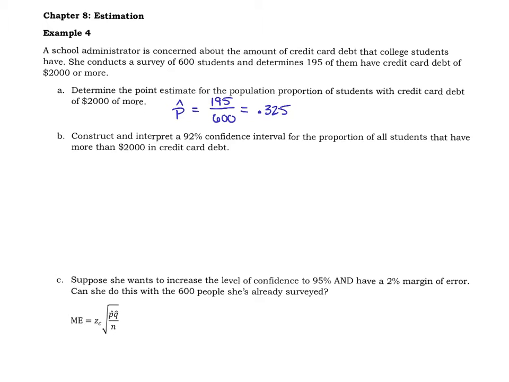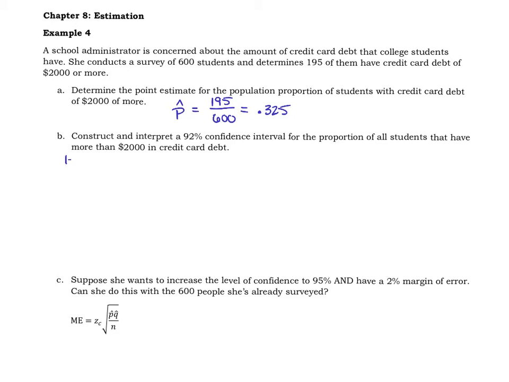Then construct and interpret a 92% confidence interval for the proportion of all students that have more than $2,000 in credit card debt. So again, she's looking at all college students, but she's only sampling 600 students. There's way more than 600 college students in the country. So the 32.5% isn't probably the exact value. We want to come up with that interval.